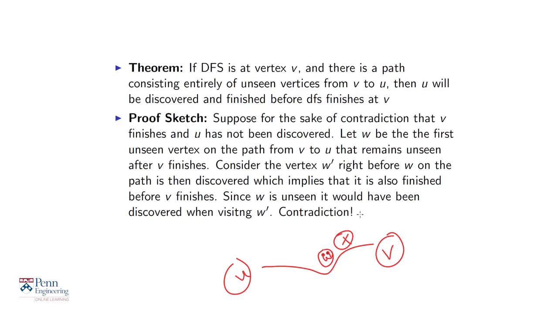We couldn't. So that's an absurdity. So there could not be any W that we did not discover before finishing at V, and therefore we must have discovered U as well before finishing at V. That's the proof that U would be discovered before finishing at V.